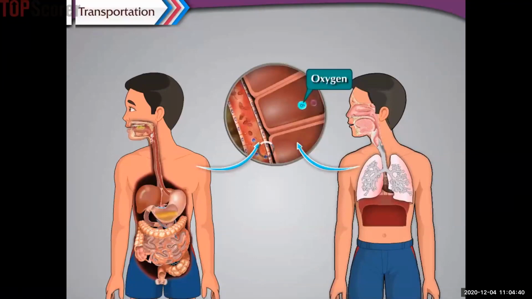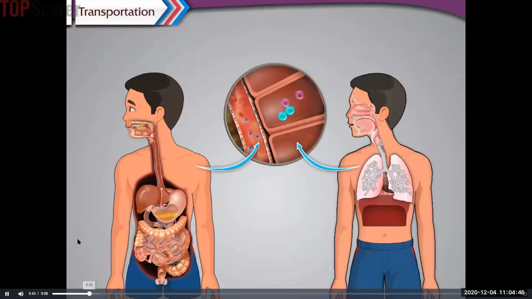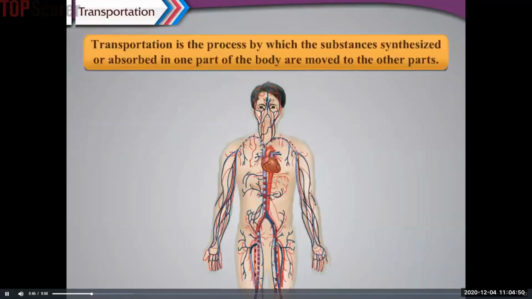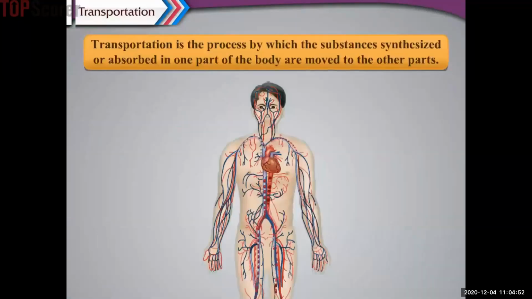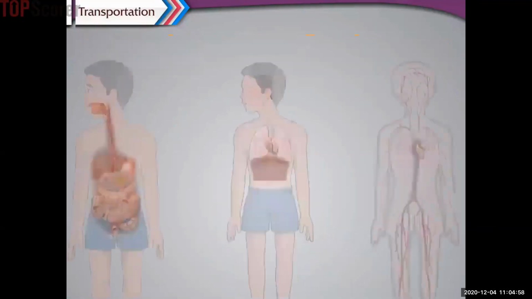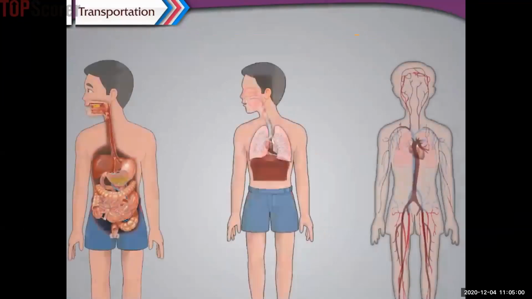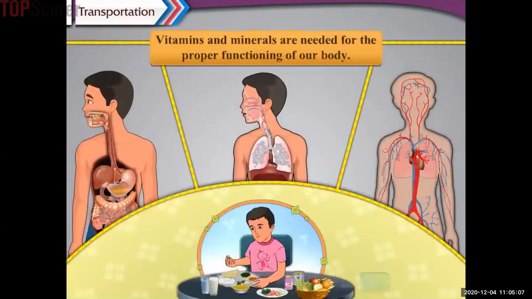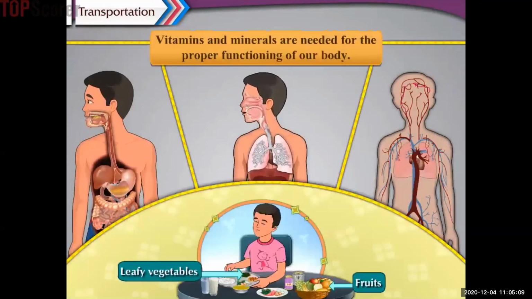This energy and oxygen is transported, transportation. The substances synthesized or absorbed in one part of the body are moved to the other parts by the process of transportation. For the proper functioning of our body, we need vitamins and minerals which we obtain from the fruits and leafy vegetables that we consume.